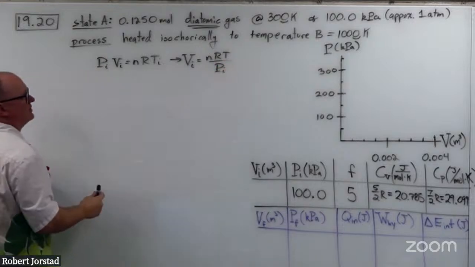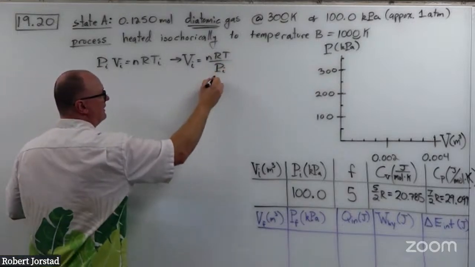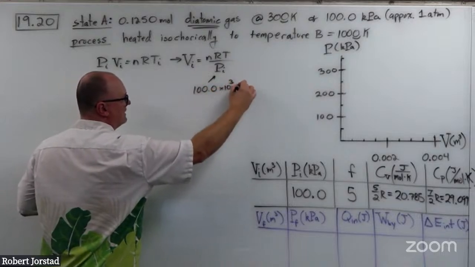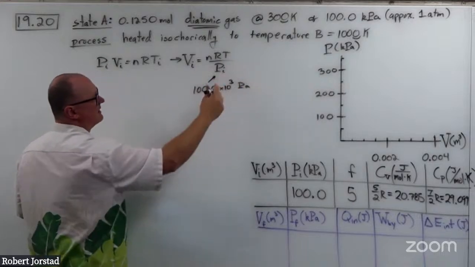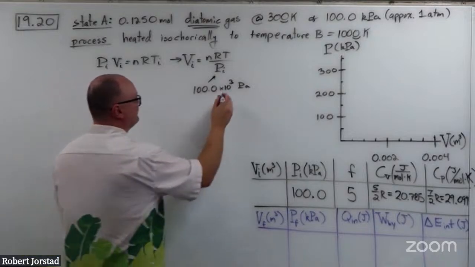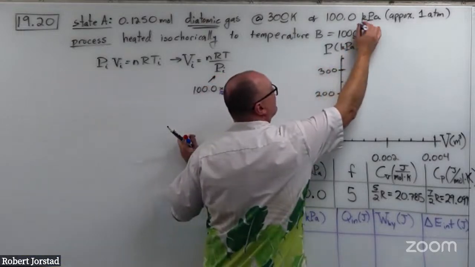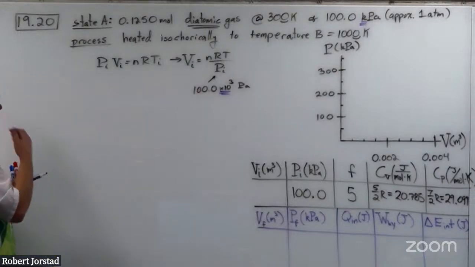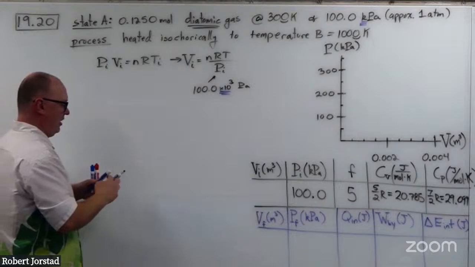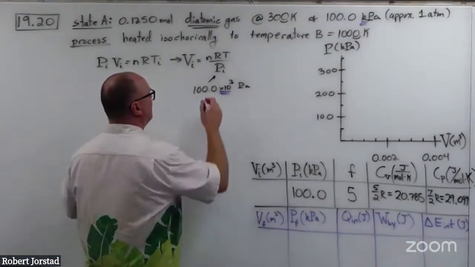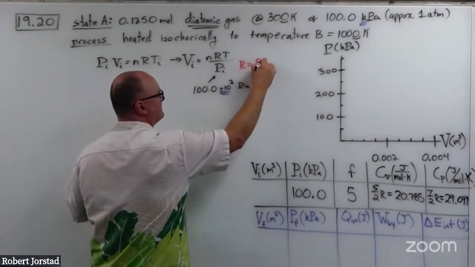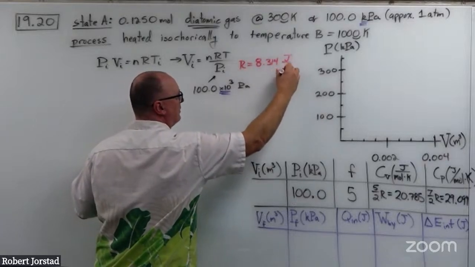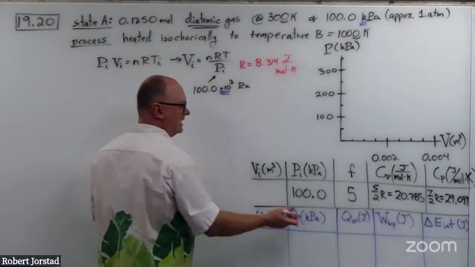Be careful when you plug this in. This is 100.0 times 10 to the 3 regular pascals, because it's kilopascal, right? So if we're trying to get the volume in meters cubed, we need to convert that. R, for reference, remember R is 8.314 joule per mole Kelvin. I use that constant right here.